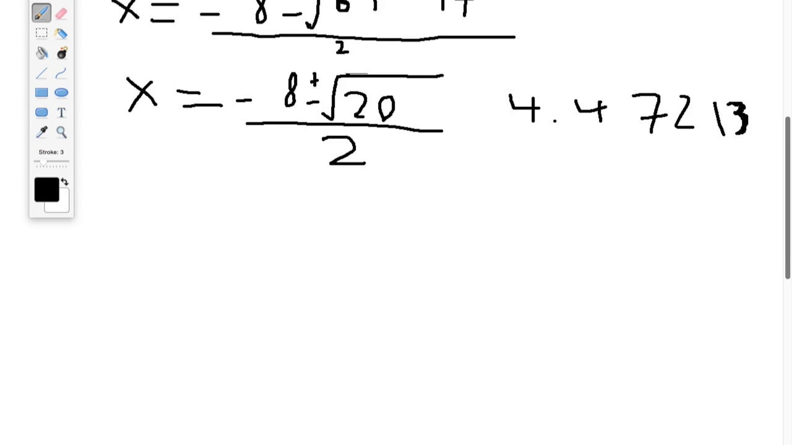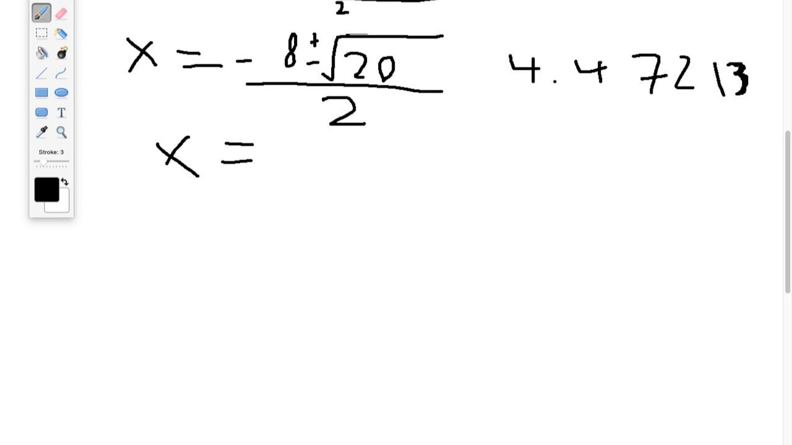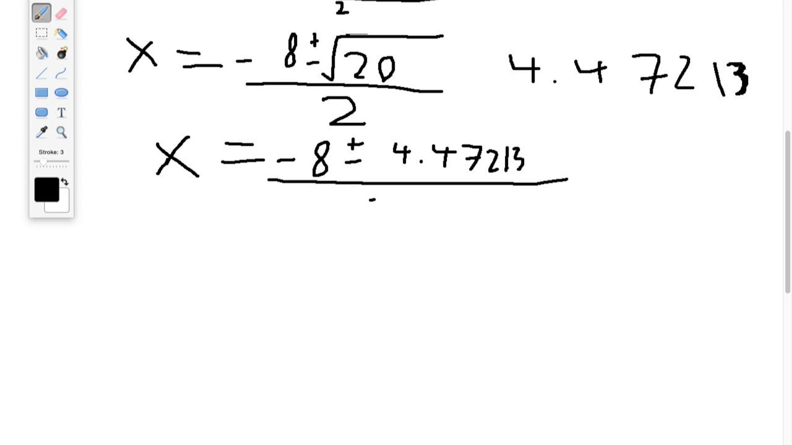So now this means that we have x equals negative 8 plus or minus 4.47213 divided by 2. So this means we need to have negative 8 plus this number divided by 2 and negative 8 minus this number divided by 2. And this is where we would have two answers.